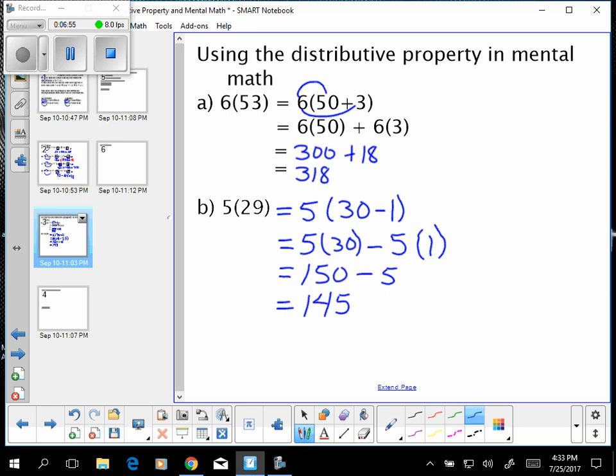145. Now, in all honesty, if you wanted to do this as 20 plus 9, you could. But sometimes that doesn't work so well. And sometimes it's just better to use subtraction. You have to make up your mind what's going to work well for you.